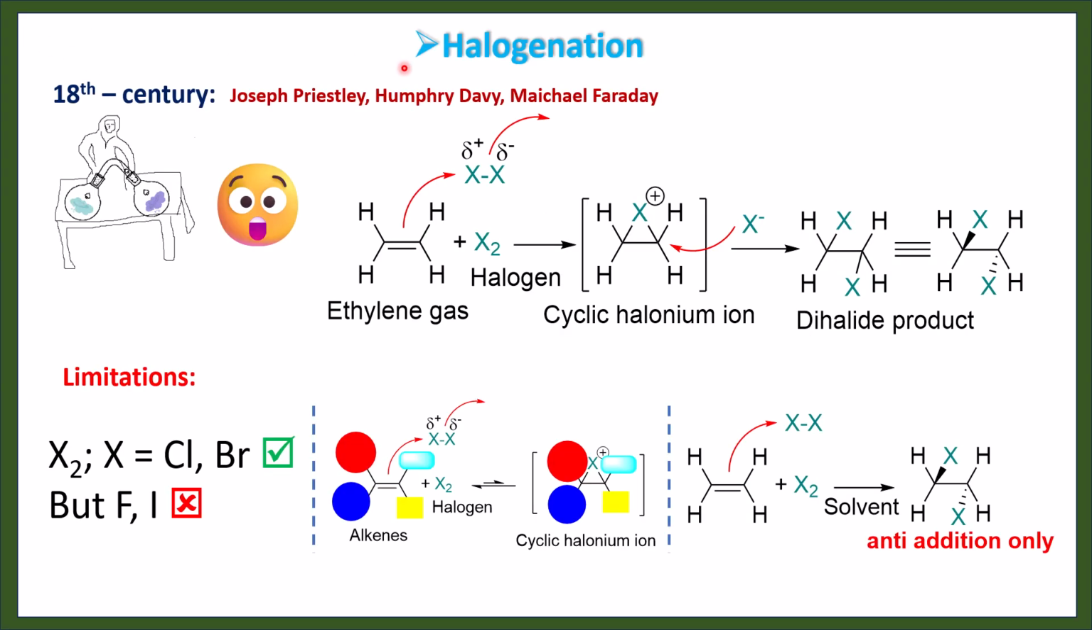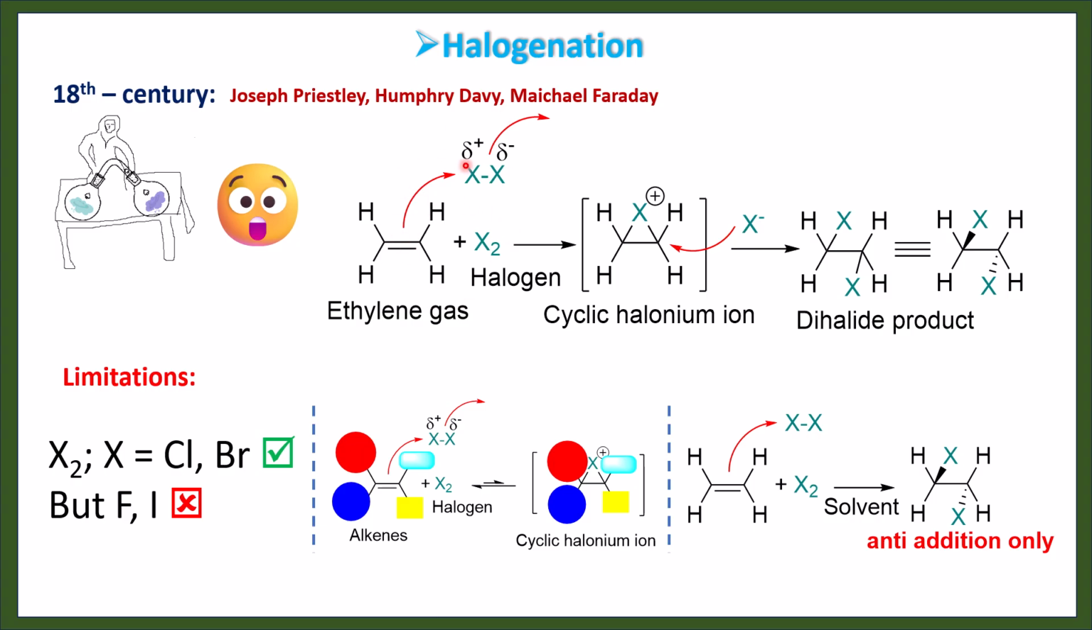Now we will discuss halogenation reactions. In the 18th century, Joseph Priestley, Humphry Davy and Michael Faraday were working on unsaturated hydrocarbons, and when they mixed these hydrocarbons with different reagents, they found that a new, interesting product was formed, and the hydrocarbons got converted to another product. Initially they did not know how these reactions happen. Later the mechanism was discovered.